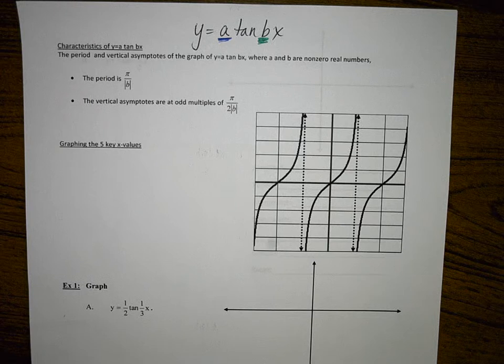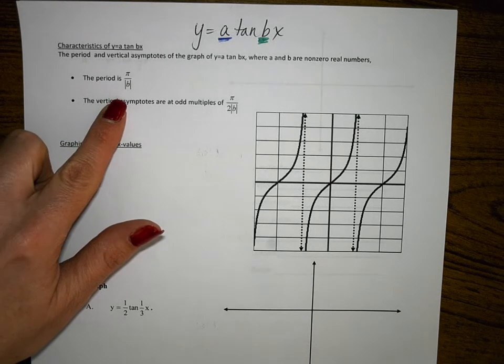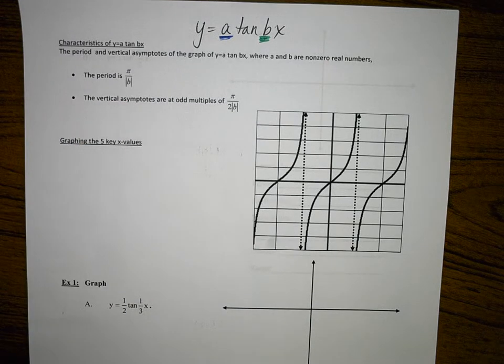Now for sine, it's 2 pi over absolute value of B. Okay? For tangent, that is not the case. For tangent, it is actually pi divided by absolute value of B. But I've got to make one comment.